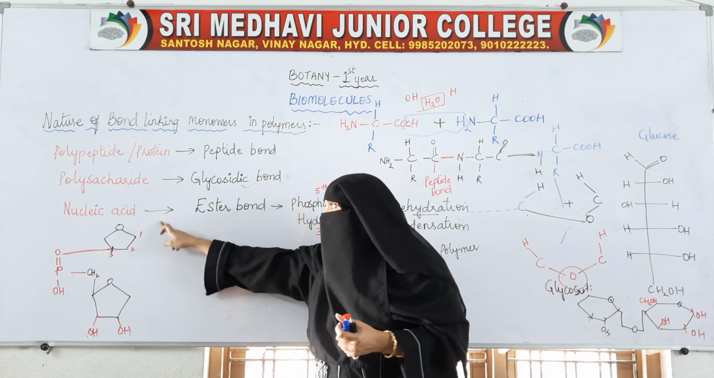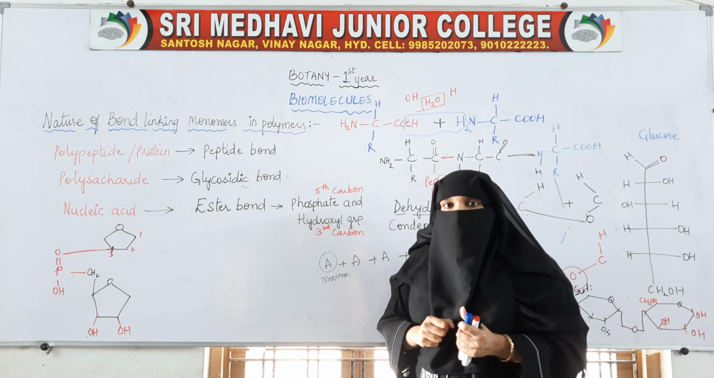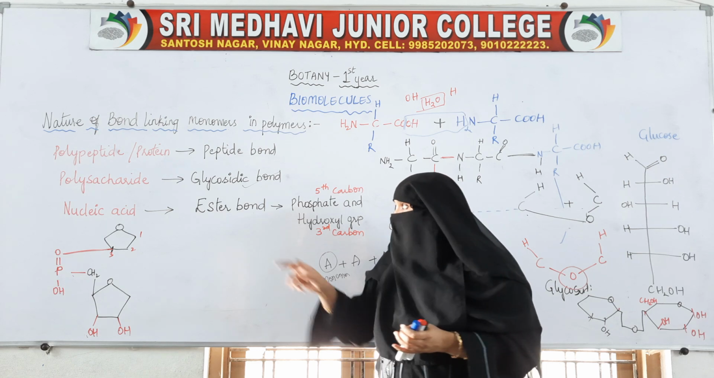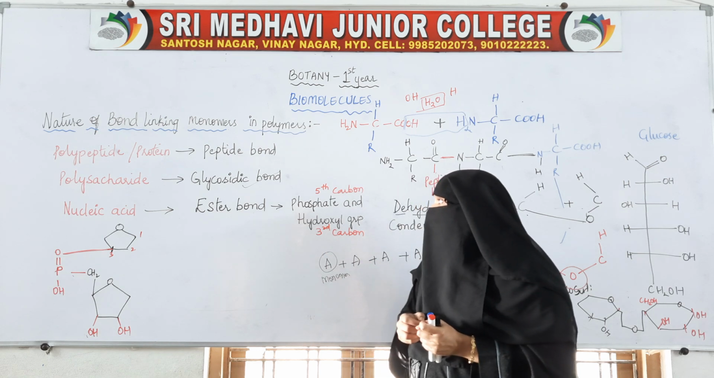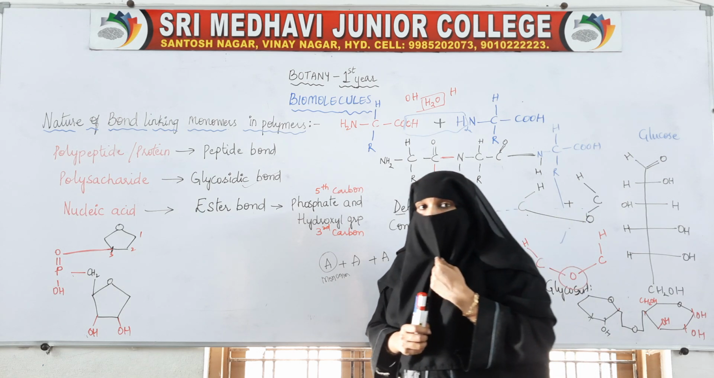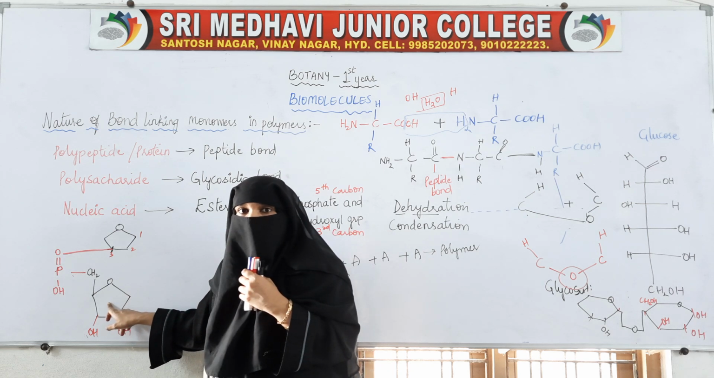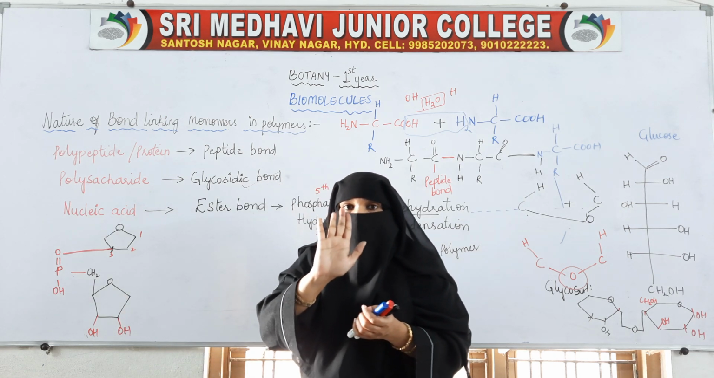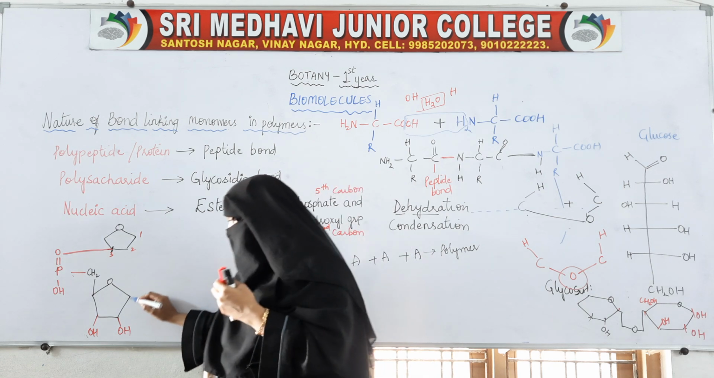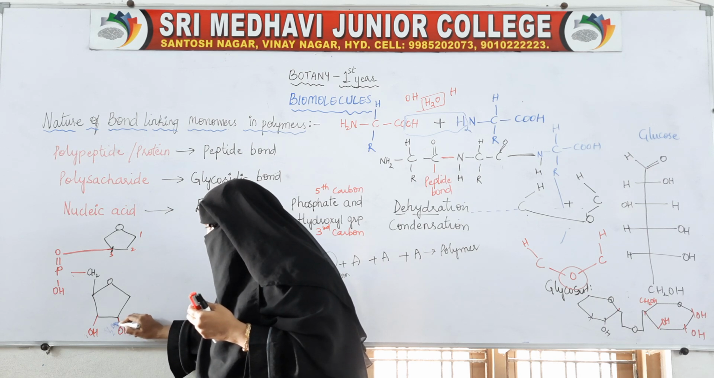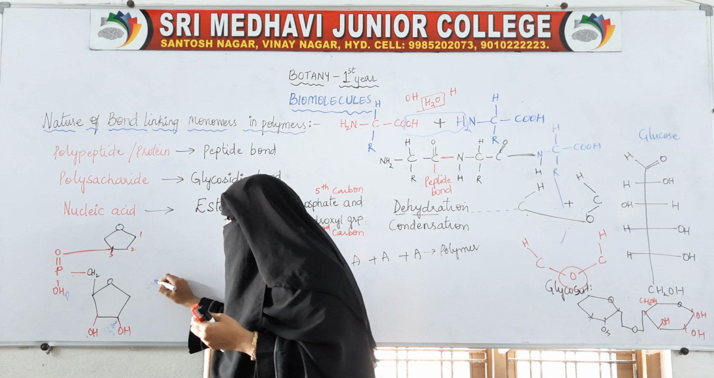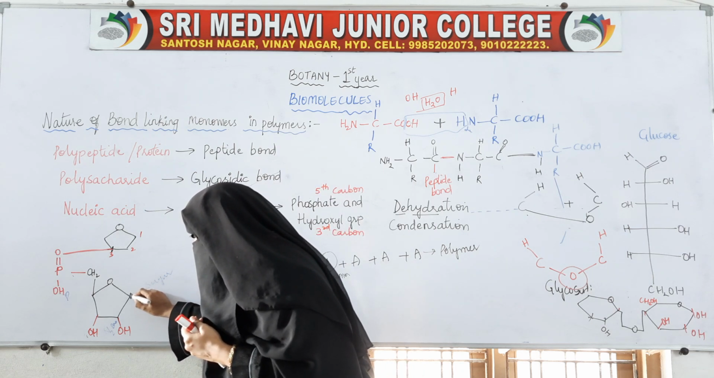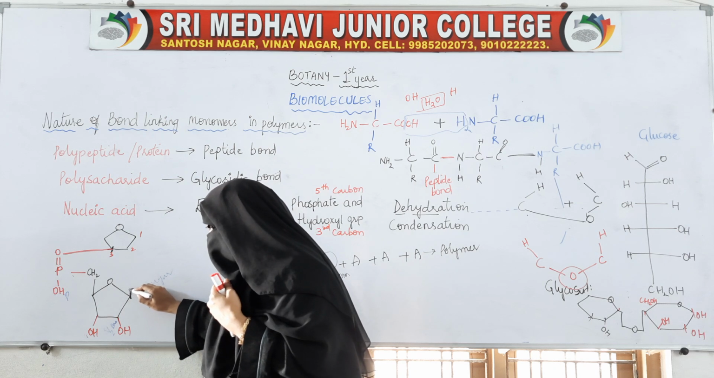Now, another polymer which we have seen is nucleic acid. In nucleic acid, what types of bonds do we see? We find ester bond as well as phosphodiester bond. Two bonds will be seen. How? This is one nucleotide. In a nucleotide, how many components are there? Three components. What are they? Nitrogenous base, phosphate and sugar. At the first carbon of this nitrogenous base, sugar will be added.